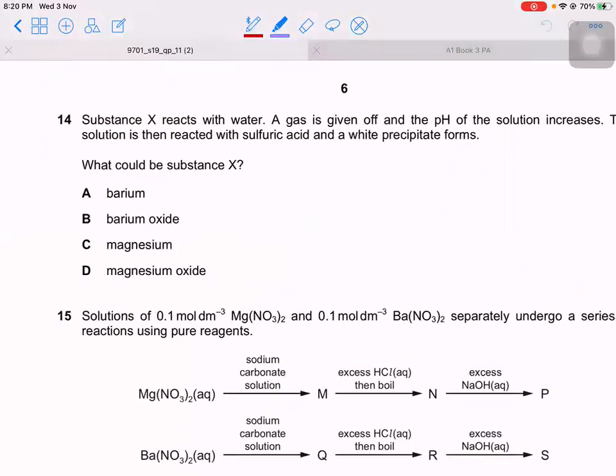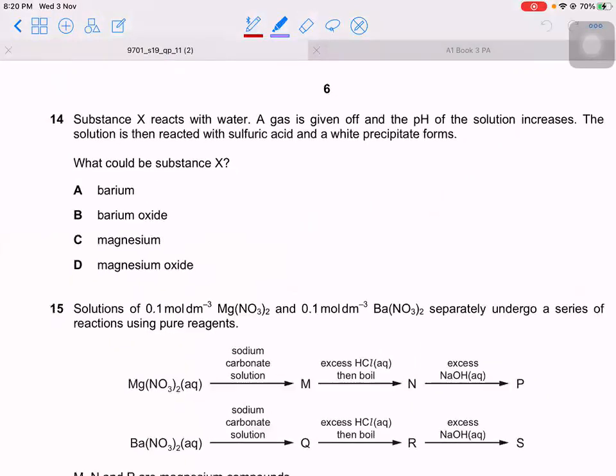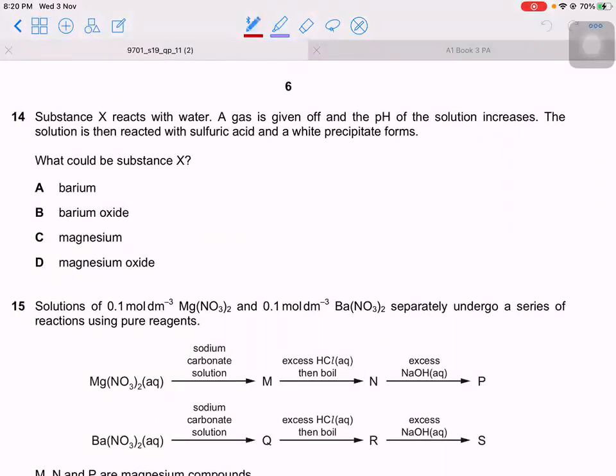Question number 14. Substance X reacts with water, gas is given off, and the pH of the solution increases. So the pH increases when one of these reacts with water. When you react this with water, you will get barium hydroxide and hydrogen. Do you see gas is evolved? Yes. Is the solution alkaline? Yes. That's why the pH increases. So A can be the answer.